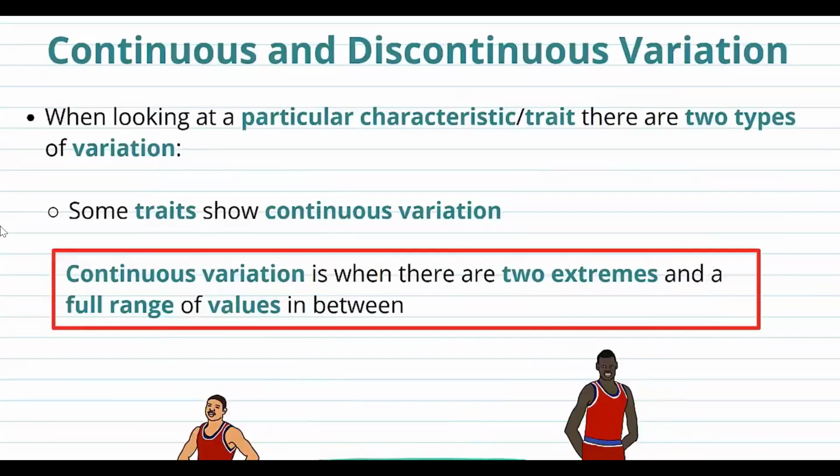We can also have two types of variation known as continuous and discontinuous. So if you're looking at a particular characteristic or trait, like hair colour or colour of eyes or freckles or presence of hair, there are two types of variation and one characteristic will fall into either one. So some traits show continuous variation. Continuous variation is where there are two extremes and a full range of values in between.